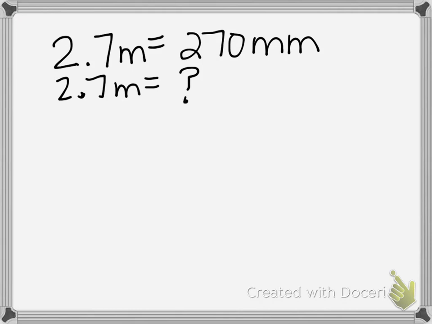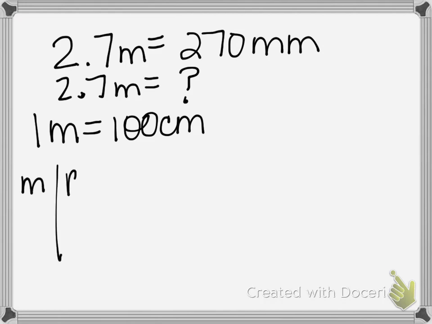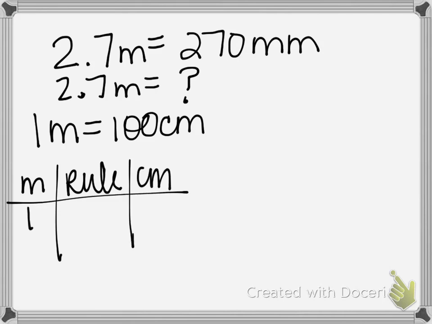So we know that there's not a meters directly down to millimeters, so we're going to have to start with 1 meter, convert it down to centimeters, then convert the centimeters down to millimeters. So if you look at this, 1 meter equals 100 centimeters. Okay? So we have our meters. We're going to get a rule, and then we are going to be in centimeters. 1 meter equals 100 centimeters. Looks like the rule here is times 100.